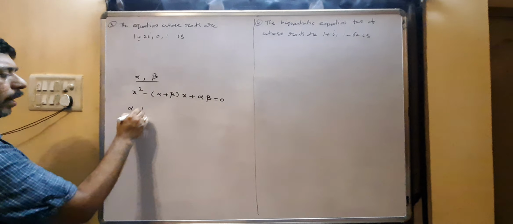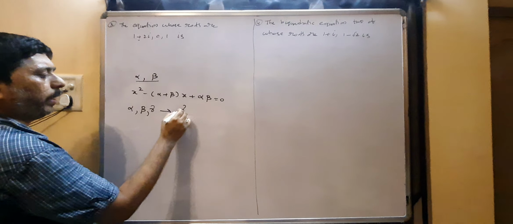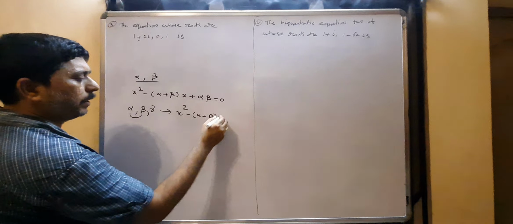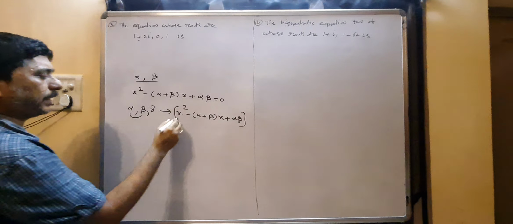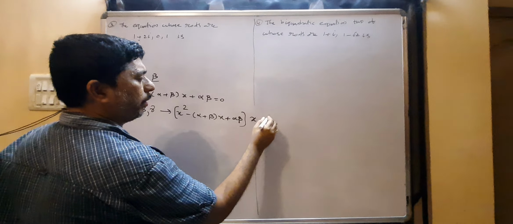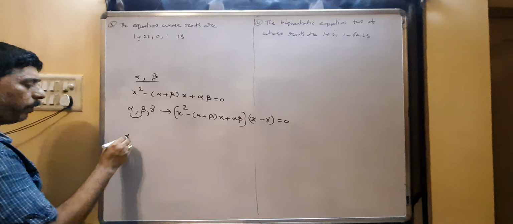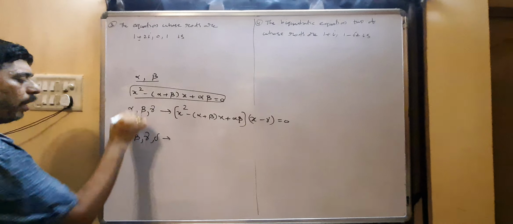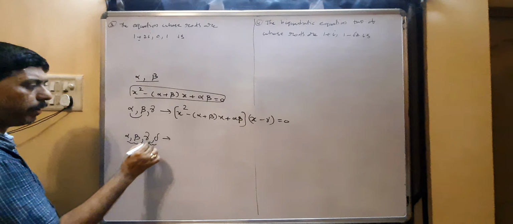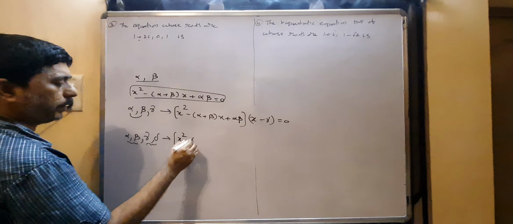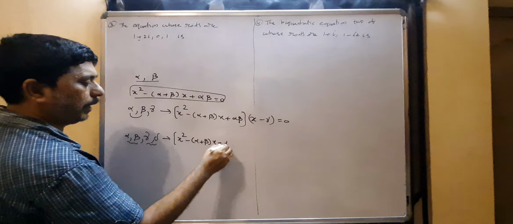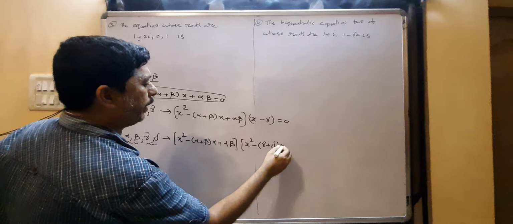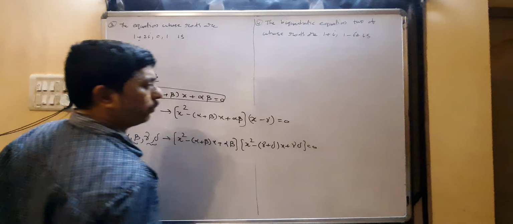Suppose three roots are given, alpha, beta, gamma, are the roots of the equation. Between the first two roots you can apply the formula x square minus sum of the roots into x plus product of the roots, into x minus the third root, x minus gamma, equal to 0. Suppose alpha, beta, gamma, delta are the roots of the equation. You have to apply this formula two times. Between alpha, beta you can apply one time, and between gamma, delta you have to apply the formula. That is x square minus of alpha plus beta into x plus alpha beta, into x square minus of gamma plus delta into x plus gamma delta equal to 0.